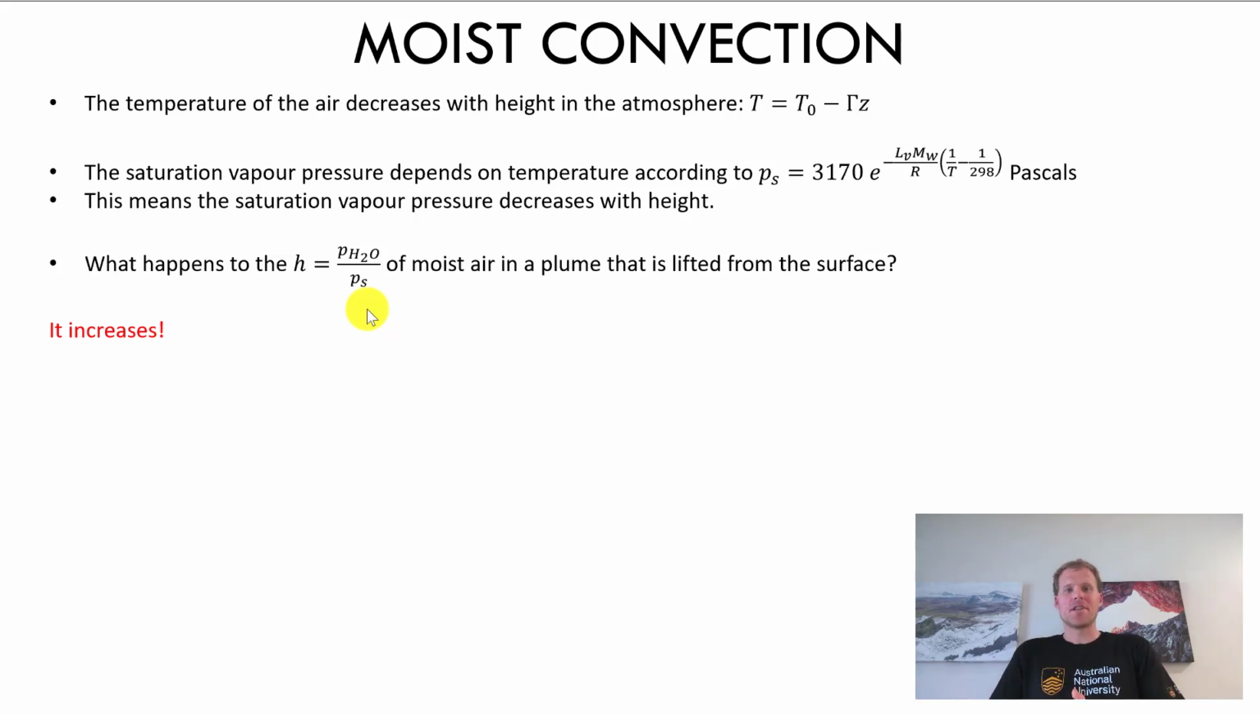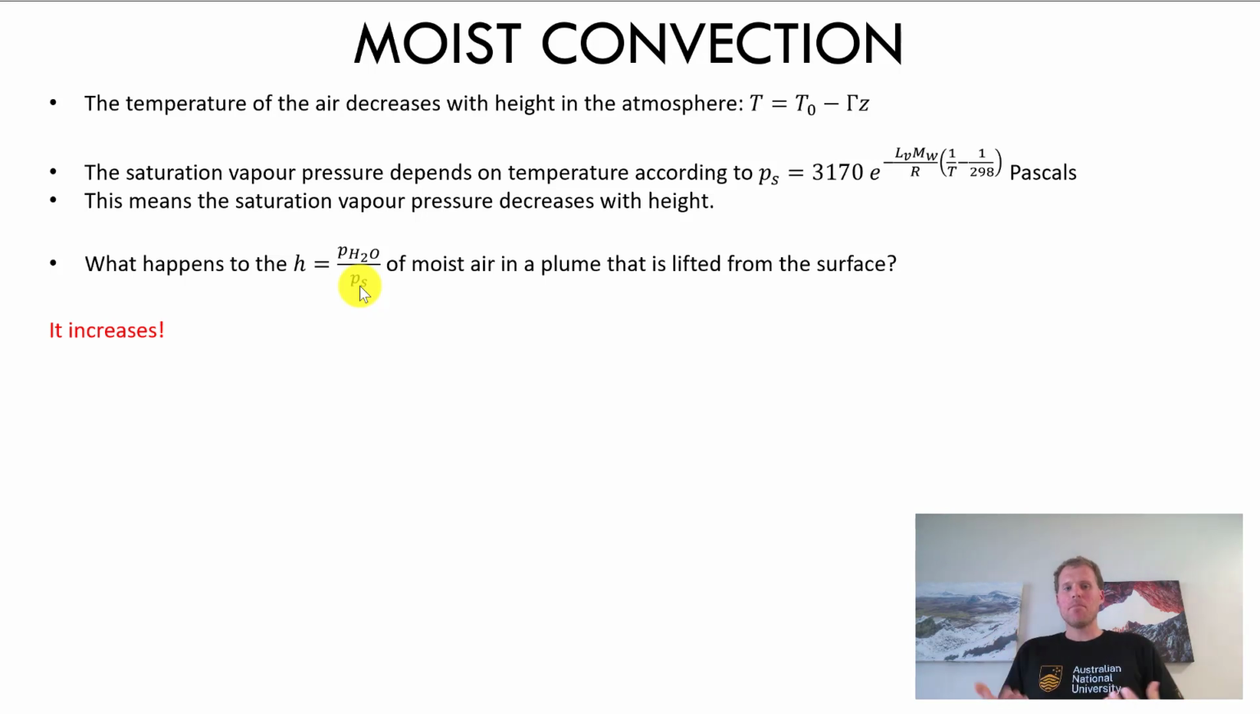So hopefully you concluded that the relative humidity will increase with height in this rising plume. And that's because the saturation vapor pressure drops, whereas the moisture content of the air is fixed. So it's got the same content, but the maximum possible value drops off, and so this ratio of the water content to that maximum increases.